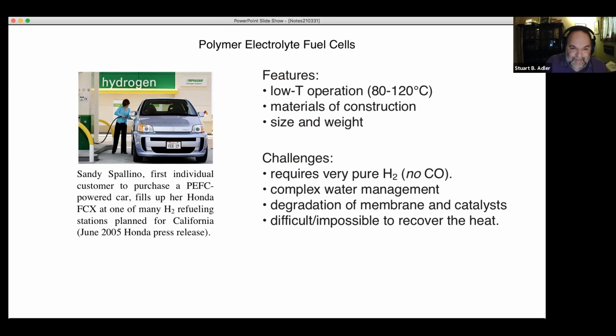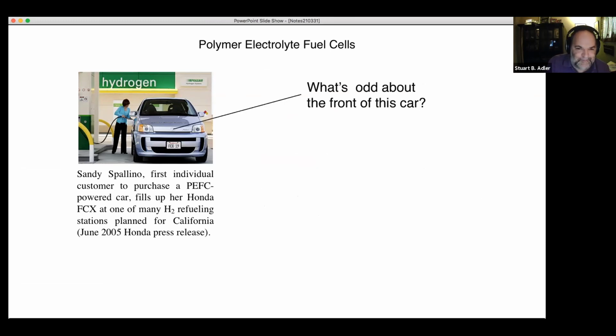Just to illustrate that point, this car, if you look at it just in this photograph, you might notice it's kind of weirdly shaped. Does anyone notice that? What's unusual about the shape of this car? It's not just an optical illusion from the camera angle. The front of the car really is massively big.